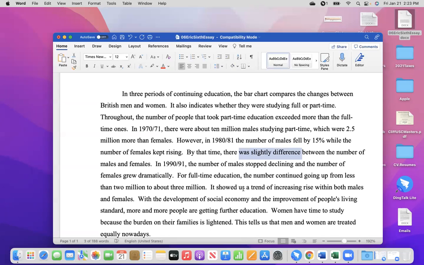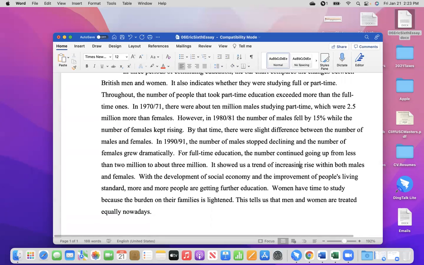There were slight differences between the number of males and females. Excellent. That's another good sentence. In 1990 to 91, the number of males stopped declining and the number of females grew dramatically. That's a very good sentence. Good job on that one.